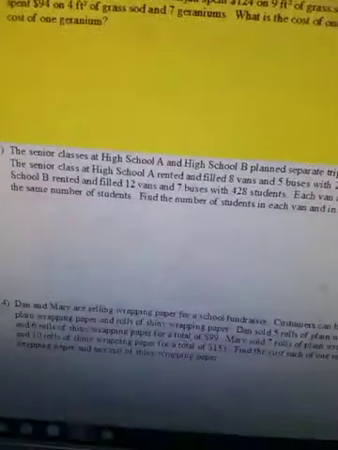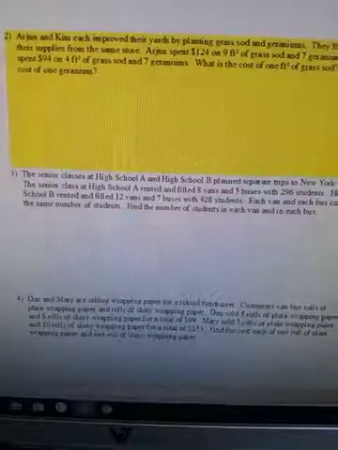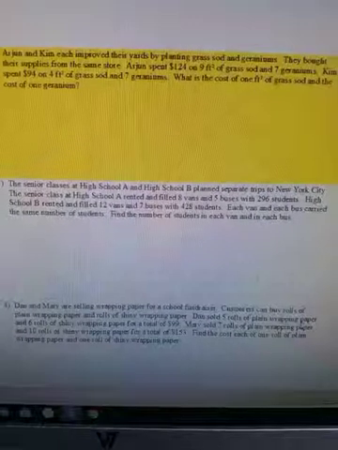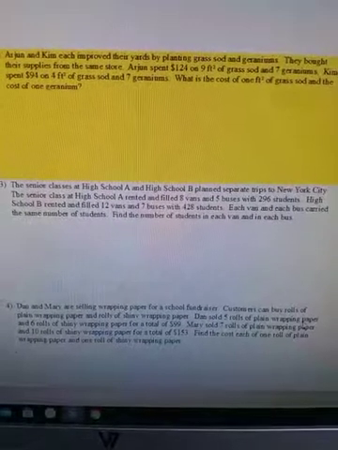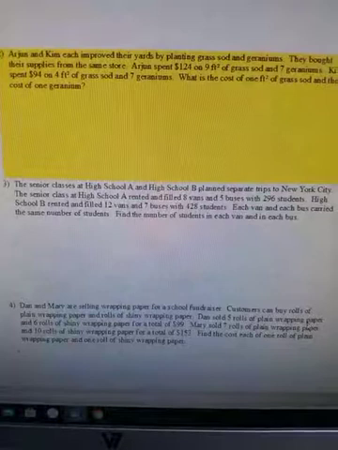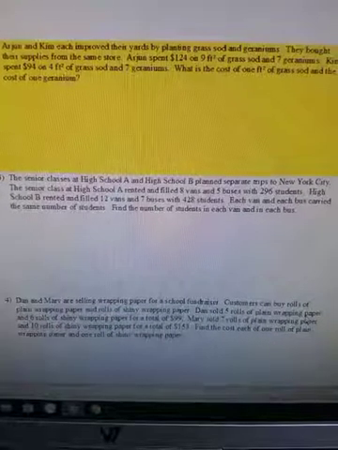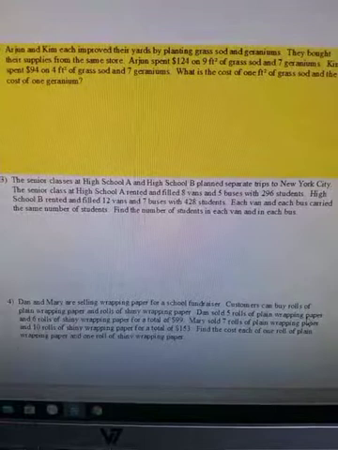Okay, here's number 3, the one that's not in yellow. The senior class at High School A and High School B planned separate trips to New York City. Okay, that's not really that important. The senior class at High School A rented and filled 8 vans and 5 buses with 296 students. All right, so that's kind of important.